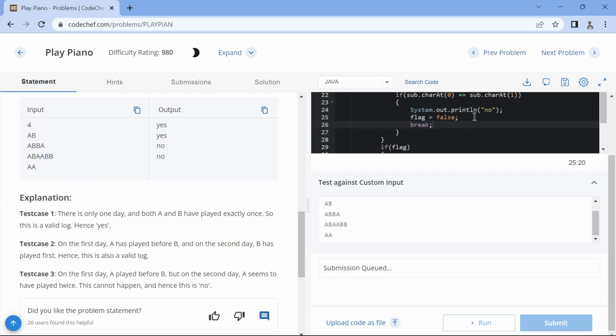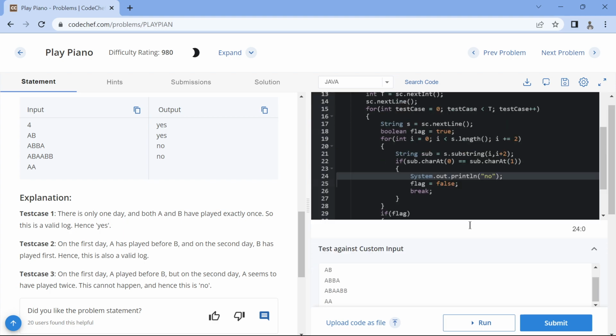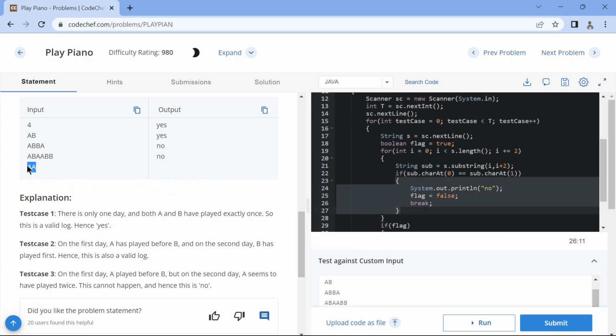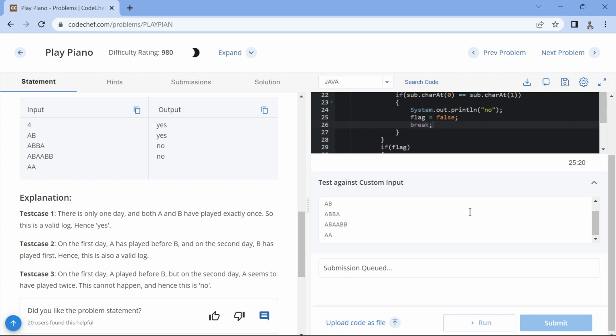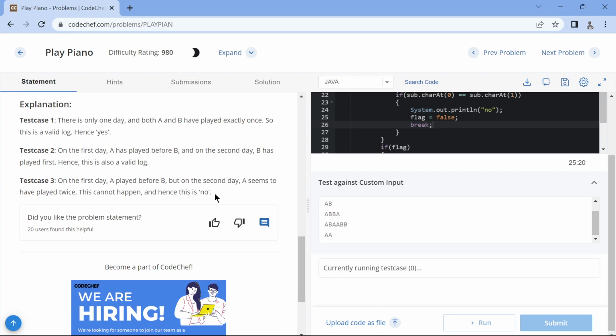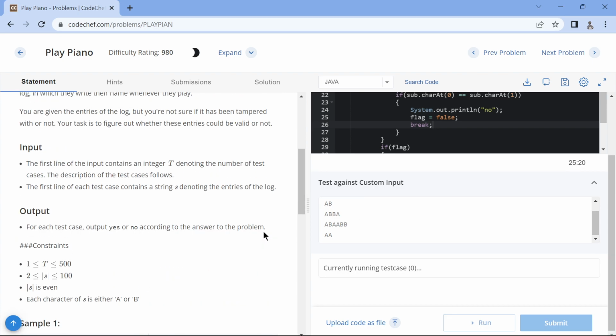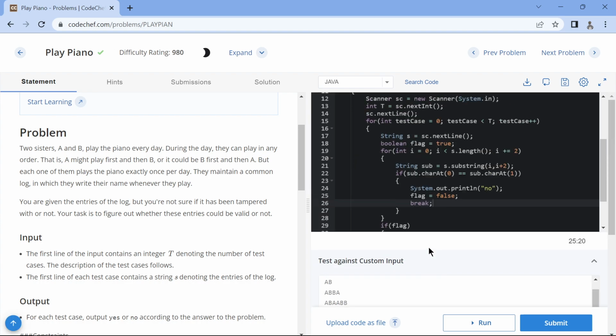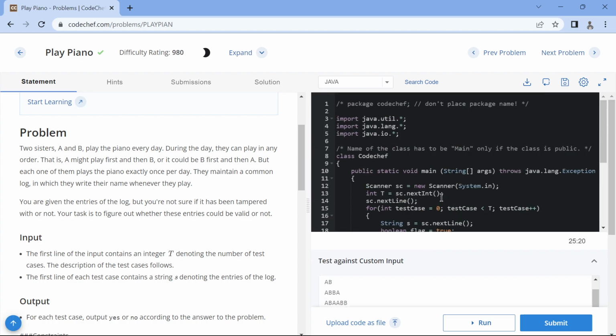We don't want to continue this loop if we see this. The reason you want to break is that if you already see it once, like right here, it would have read this and then this. If you already see it once, you don't want to read it again because you already know it's no. But if you didn't break, it would have also read this and printed out no again. So you want to break. Let's submit it and hope we get an AC. Yep, correct answer. So as you see, that's our solution.